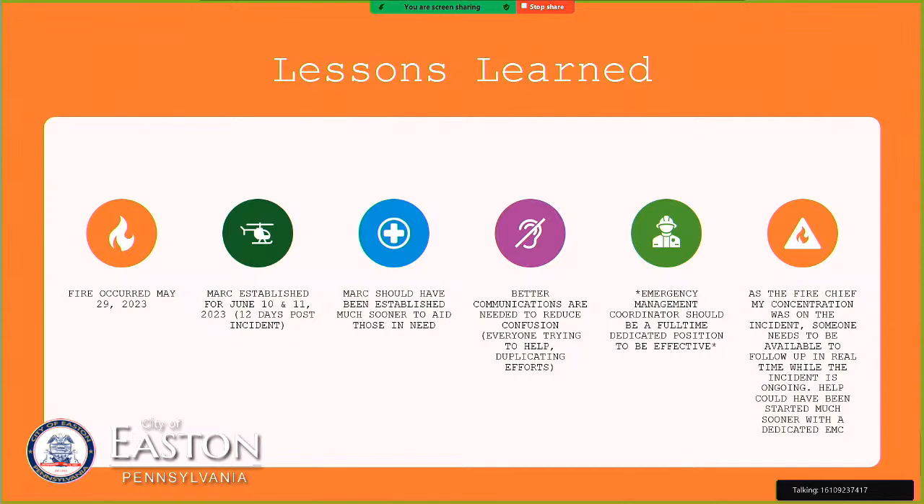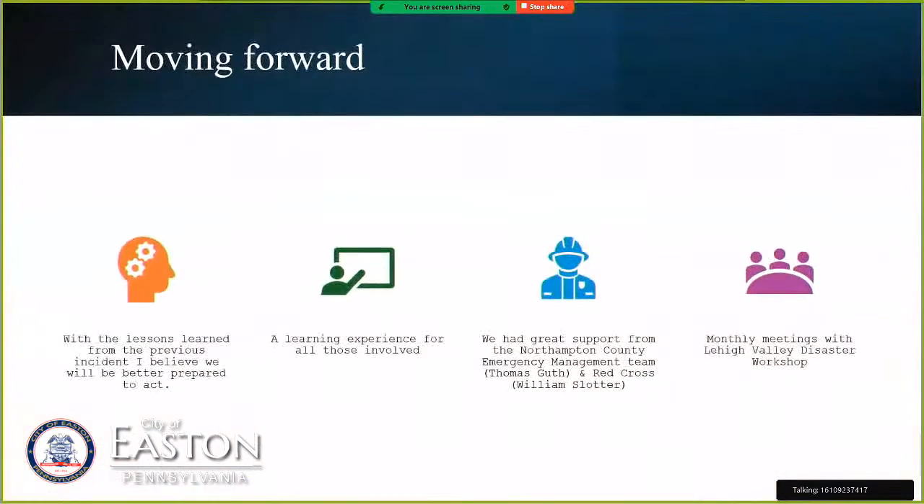So that is some of the reasons that we had some issues. So we've learned a lot from that particular incident. There's always a learning curve with anything that happens. Fortunately for myself, Tommy Guth, Southside resident, works for Northampton County Emergency Management. He reached out to me and walked me through the process to get this all started. And William Slaughter from the Lehigh Valley Red Cross was instrumental as well.